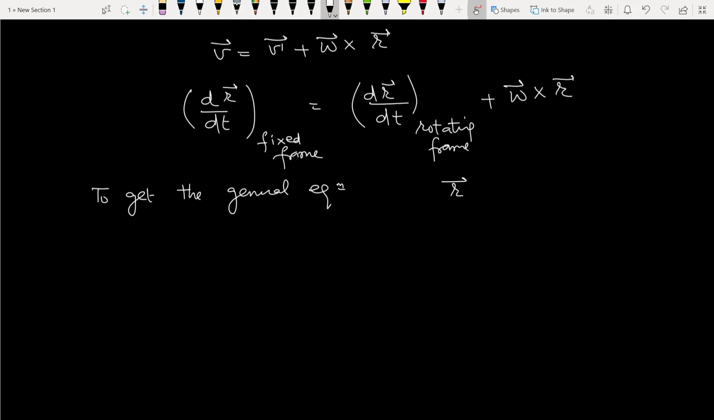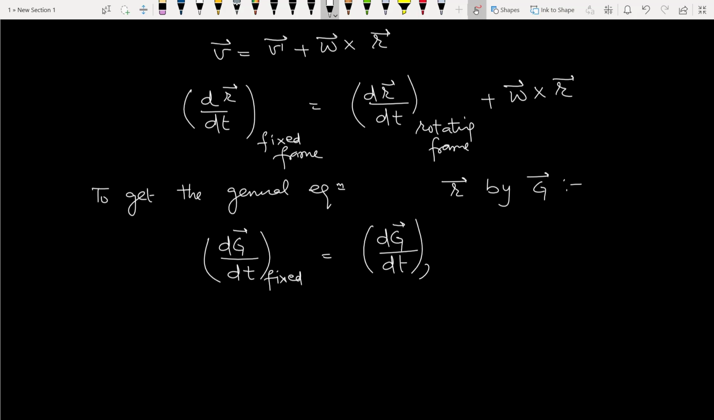We replace r vector by g vector to correlate the various parameters in S and S dash frame, fixed frame and rotating frame. So this is the general equation. We can apply it to other parameters as well. It is in fixed frame, it is in rotating frame, omega cross g. So we mark this as equation number 5.